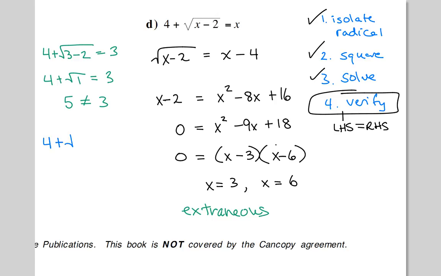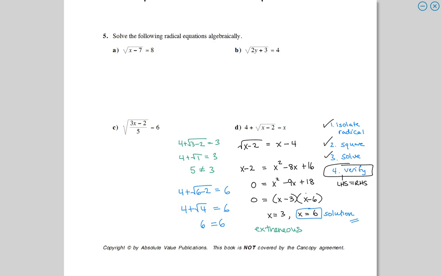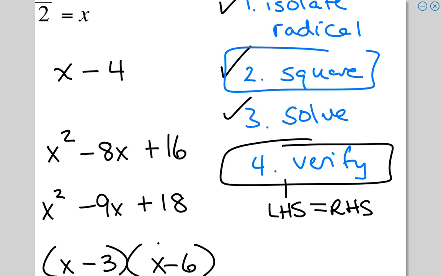Okay, 6 minus 2 equals 4. 4 plus root 4 equals 6. 4 plus 2 is definitely 6. 6 equals 6. x equals 6 is the solution. Okay, let's go to part 2 and try one of the hard ones where there's more than one radical. If there's more than one radical, you have to repeat the second step twice.